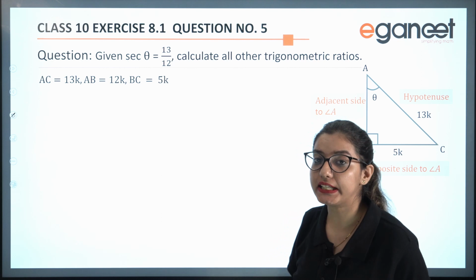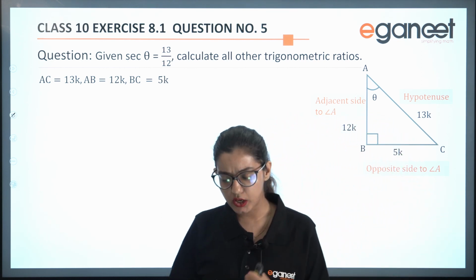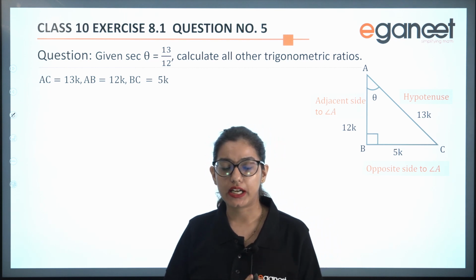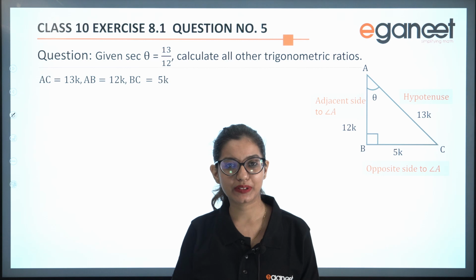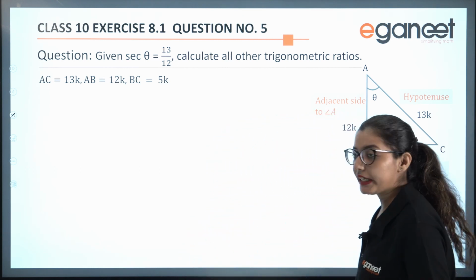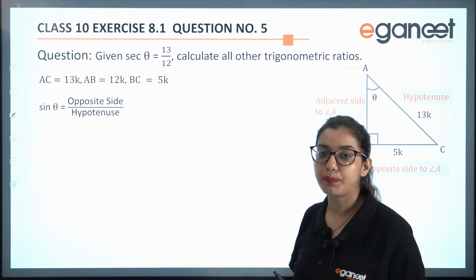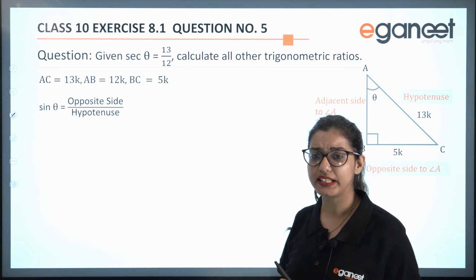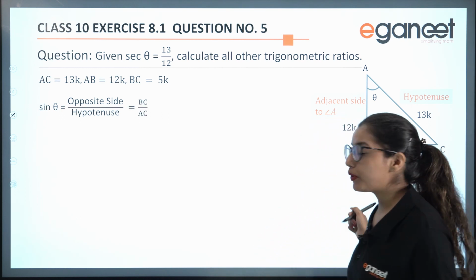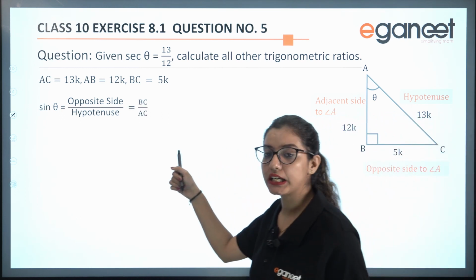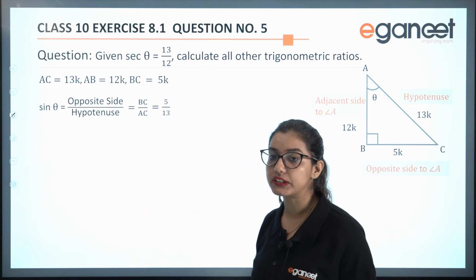So now quickly tell me the formulas of sin theta, cos theta, tan theta, cot theta and cosec theta. Okay, do you want any help? Okay, I am there for you. So see, the formula of sin theta is opposite side upon hypotenuse. Now it is very easy, right? So the opposite side here is BC and hypotenuse is AC. So we get sin theta as 5 upon 13.